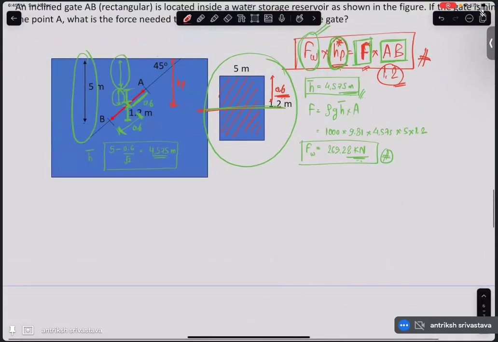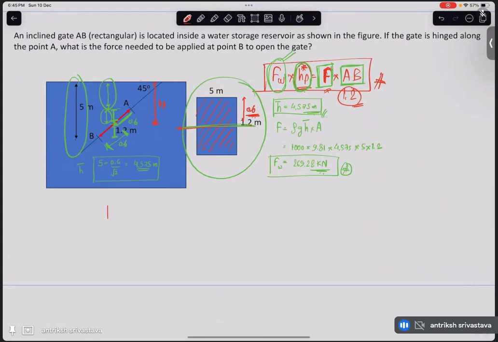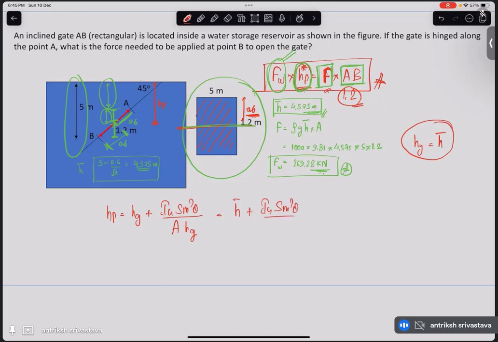So what do we know? We know that HP is nothing but Hg plus Ig sine square theta divided by A Hg. In this particular question, I actually wrote Hg as h bar, so to avoid any confusion, we can write it as sine square theta divided by A h bar. What is A? A we already know, 1.2 into 5, that is 6 meters square. Theta is given to us as 45 degrees. So sine square theta is nothing but 1 by 2.